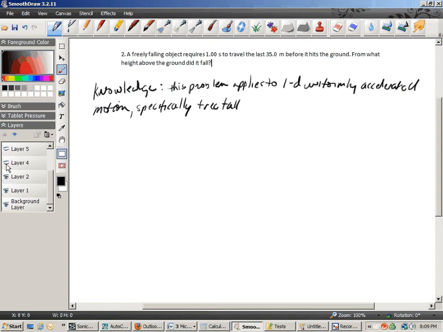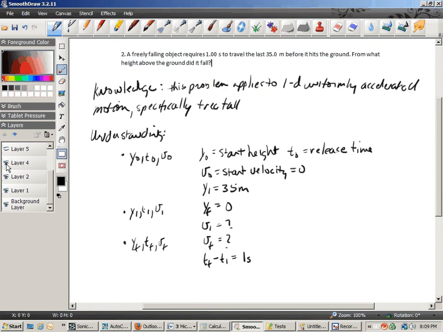The next criteria is understanding, and with understanding we have the process of diagram, explaining the variables, making sure you know the unknown, and that you have some understanding of the equations involved. So first start with understanding. We have a particle at y0, t0, v0. It just begins to fall.